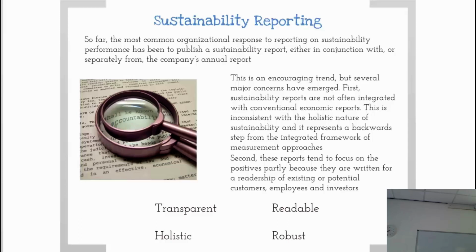They need to be readable, so they need to be written in plain language. They need to be holistic, so not just looking at carbon or energy, we need to look at sustainability in all three spheres, social, economic and environmental. And they need to be robust. They need to have numbers, they need to have figures, they need to have evidence to prove what you say you've done is being done.